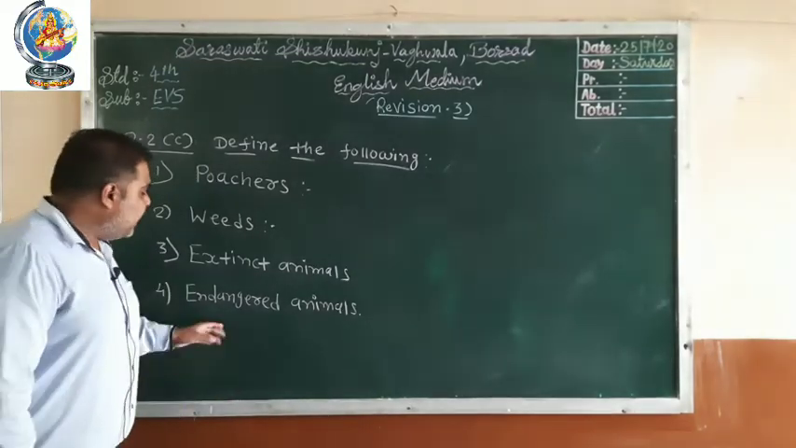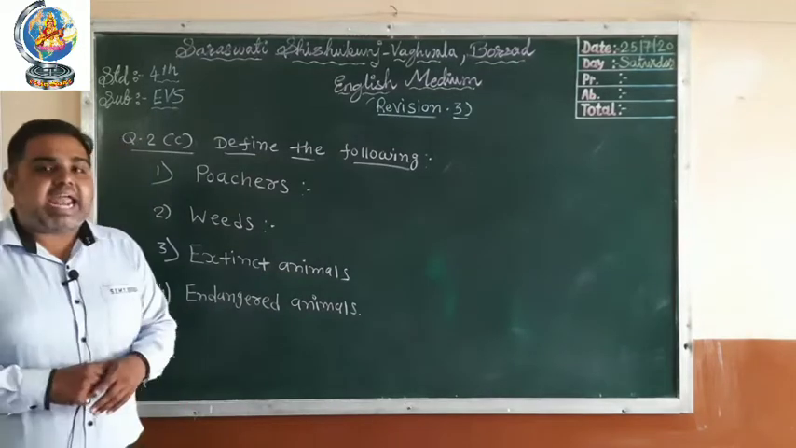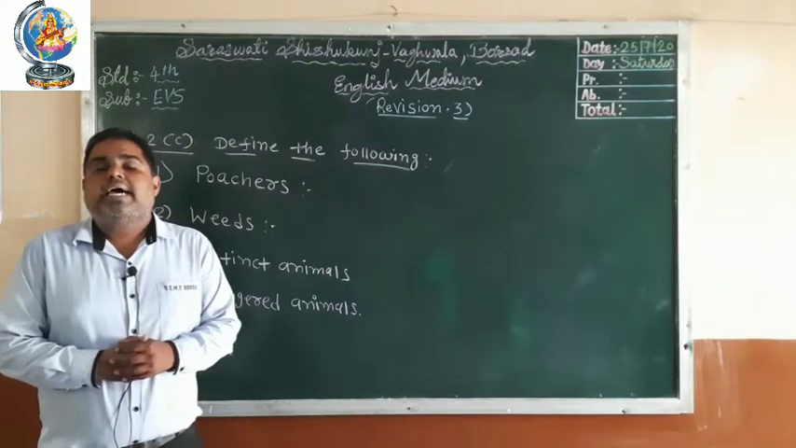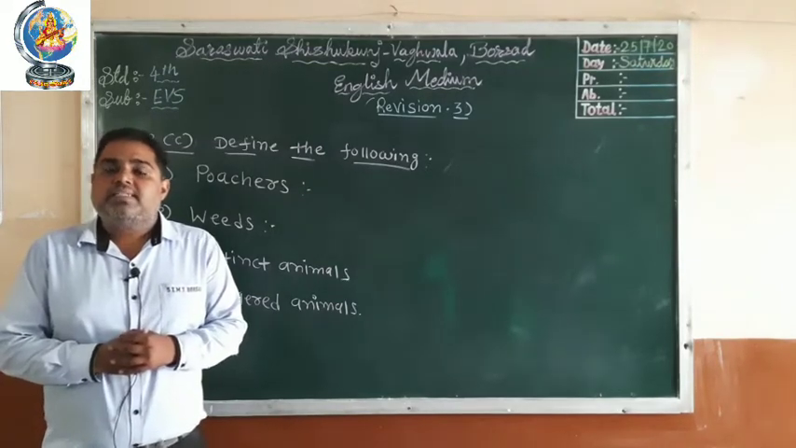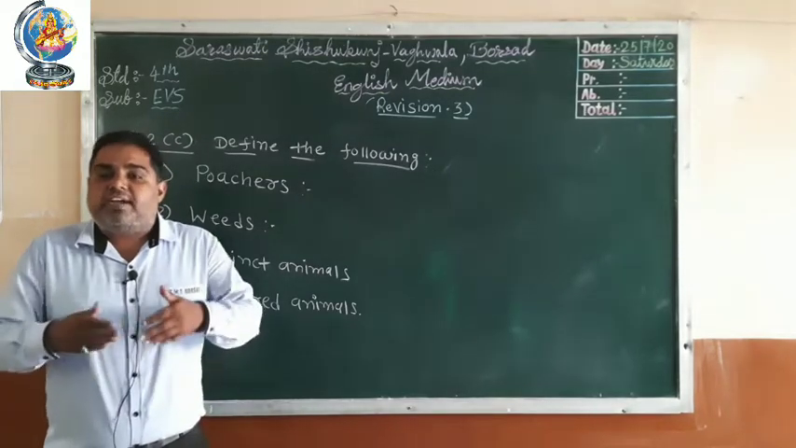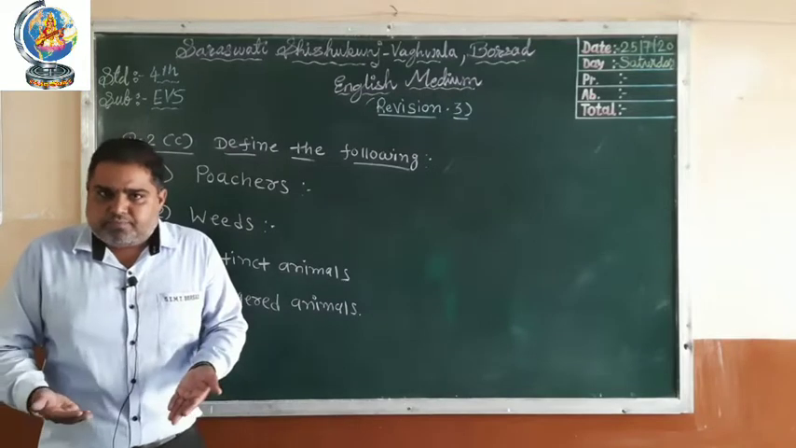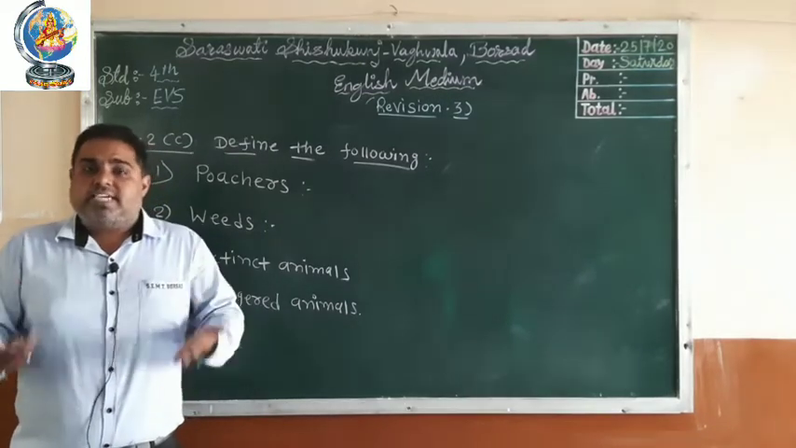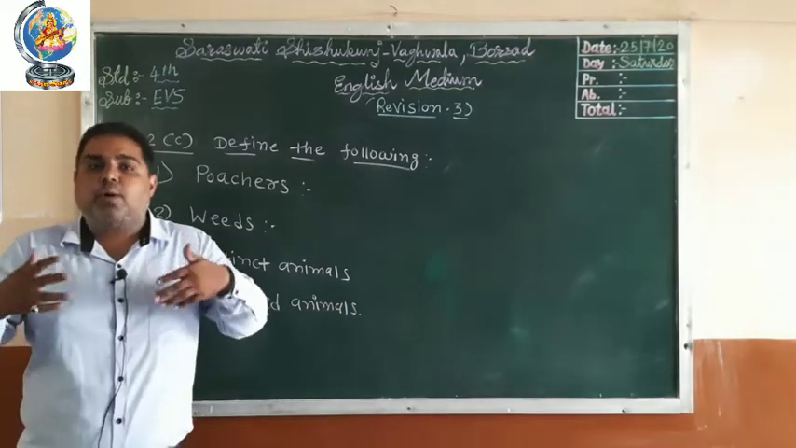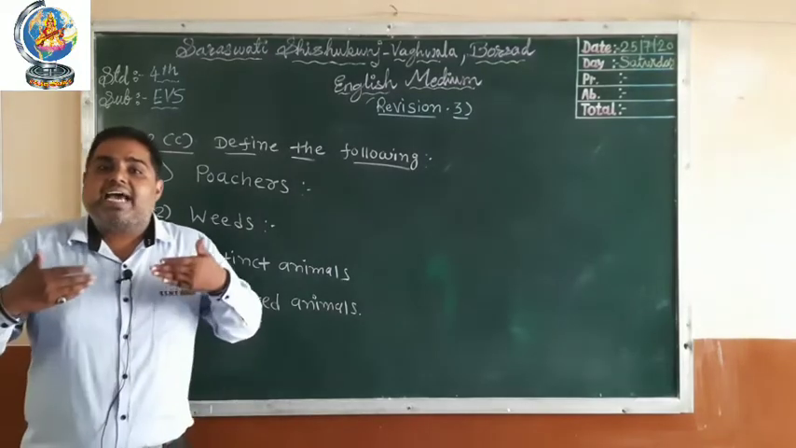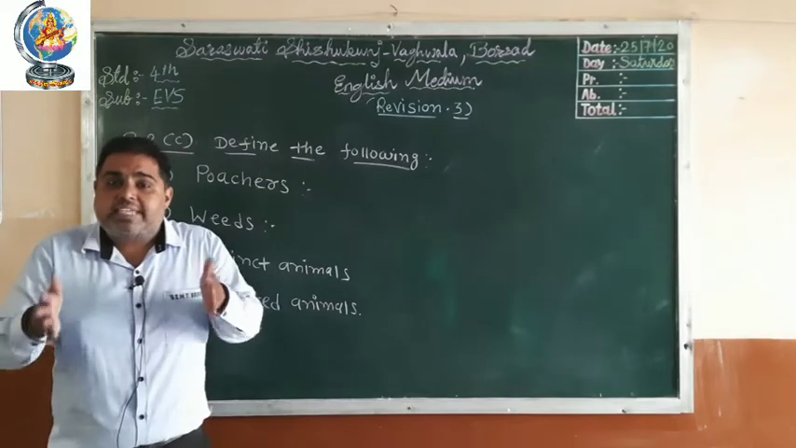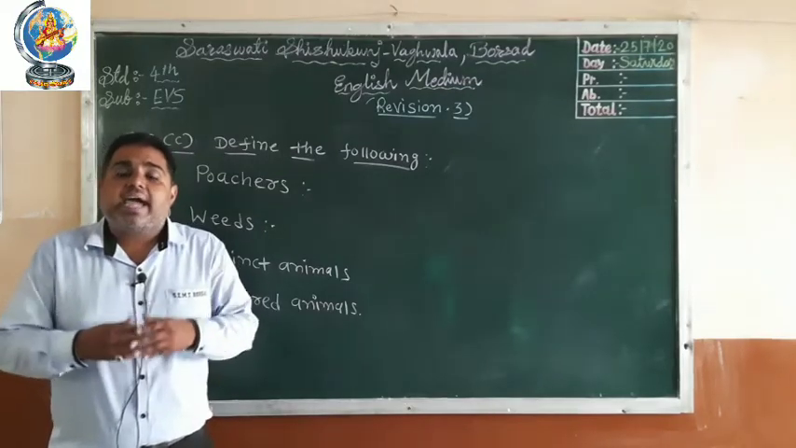Now fourth and last number, it is called endangered animals. So students, to which kind of animals do we call endangered animals? So this is the answer. The animals which are in danger of disappearing forever from the earth. Which animals? The animals which are in danger. We are in danger of losing those animals, or they are in danger of disappearing forever. Those animals are called endangered animals.